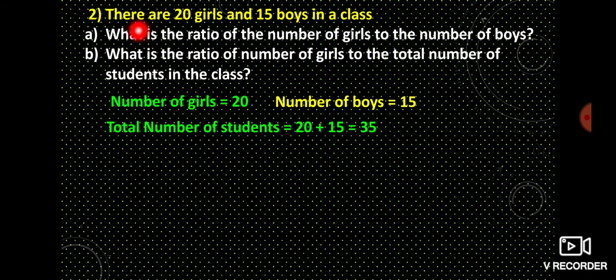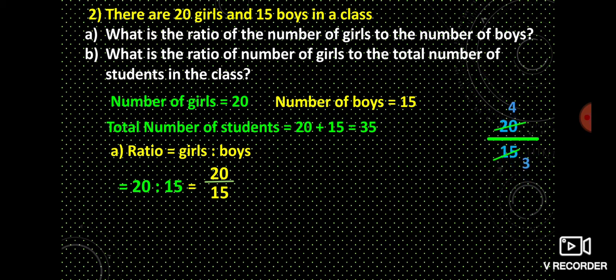Then step by step, first we find the first question. Ratio equals number of girls to number of boys. So simply we can write girls is to boys. Girls is 20, so 20 is to 15. That is 20 by 15. 20 is to 15, we can write it as 20 by 15. Then simplify. 5 is common. 4 times 5 is 20. 3 times 5 is 15. 4 by 3. That's equal to 4 is to 3.